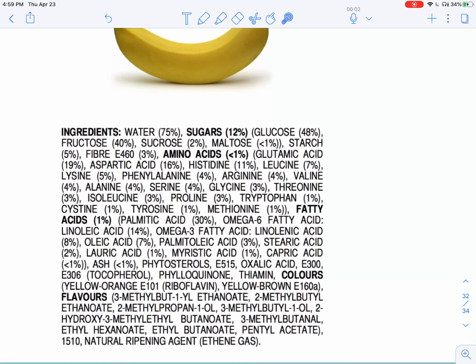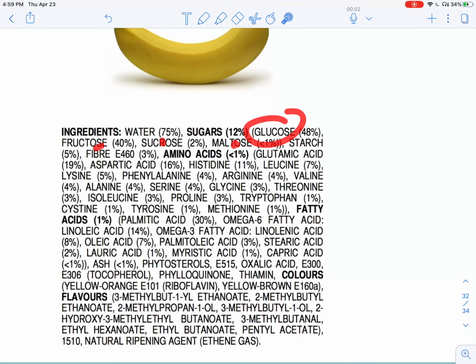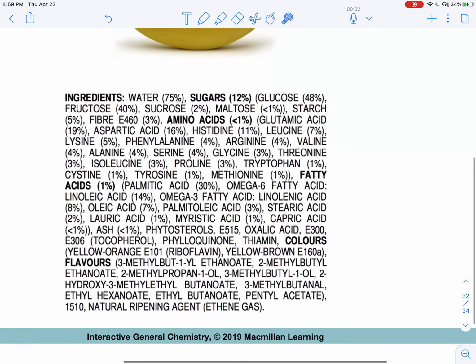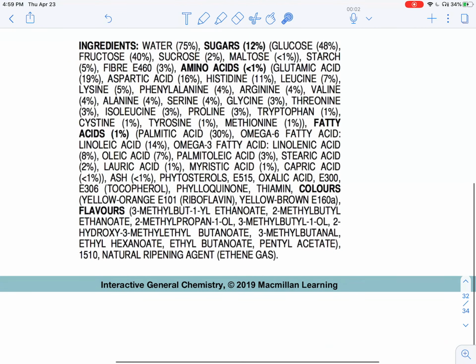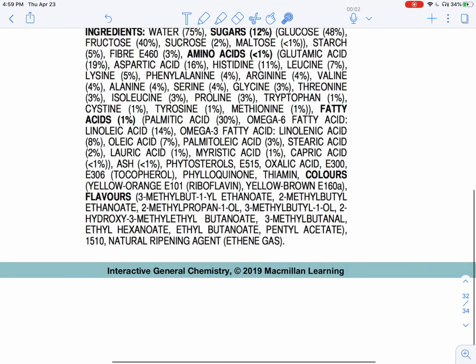Well, we've got mostly water, sugars, glucose, fructose, sucrose, maltose. What else? We have a whole bunch of amino acids. We have fatty acids. These are carboxylic acids. And we also have colors, E101, as in riboflavin. And check out some of these flavors. Ethanoate. Oh, okay. We've got some esters in here. 2-methyl-butyl ethanoate. We've got 2-methyl-propan-1-ol, some alcohols. Lots of esters. We have a 3-methyl-butanal.